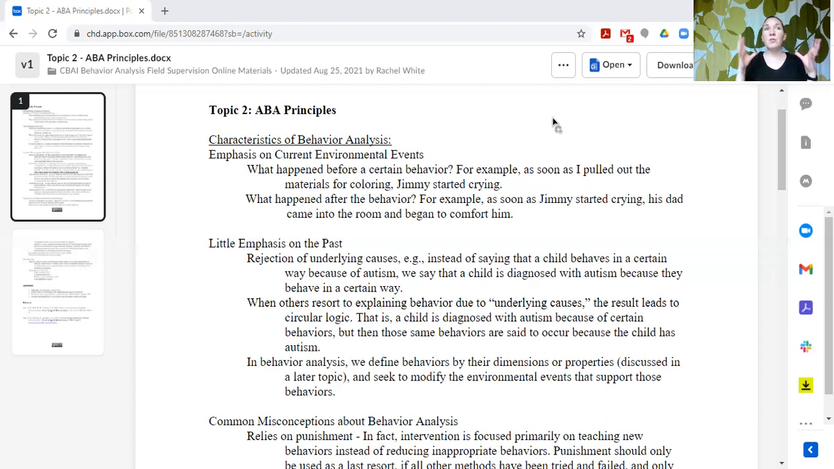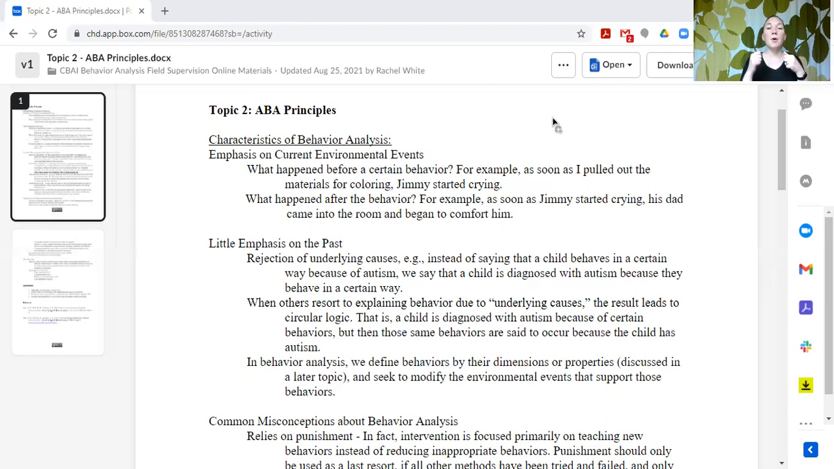We also want to sort of reject those underlying causes that are saying things like, well, they do this because they're rude, they're bad, they aren't smart.